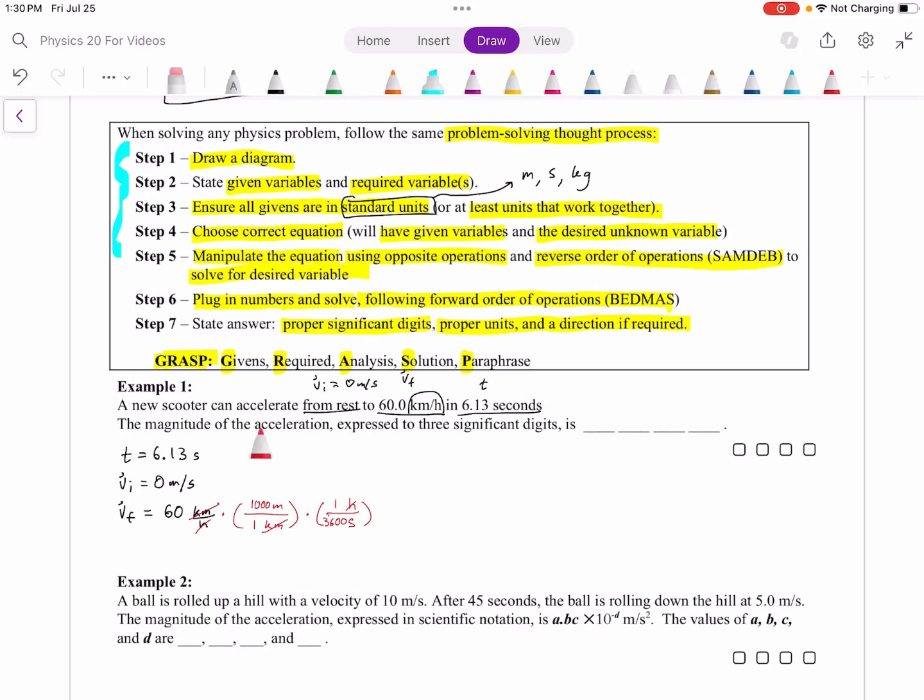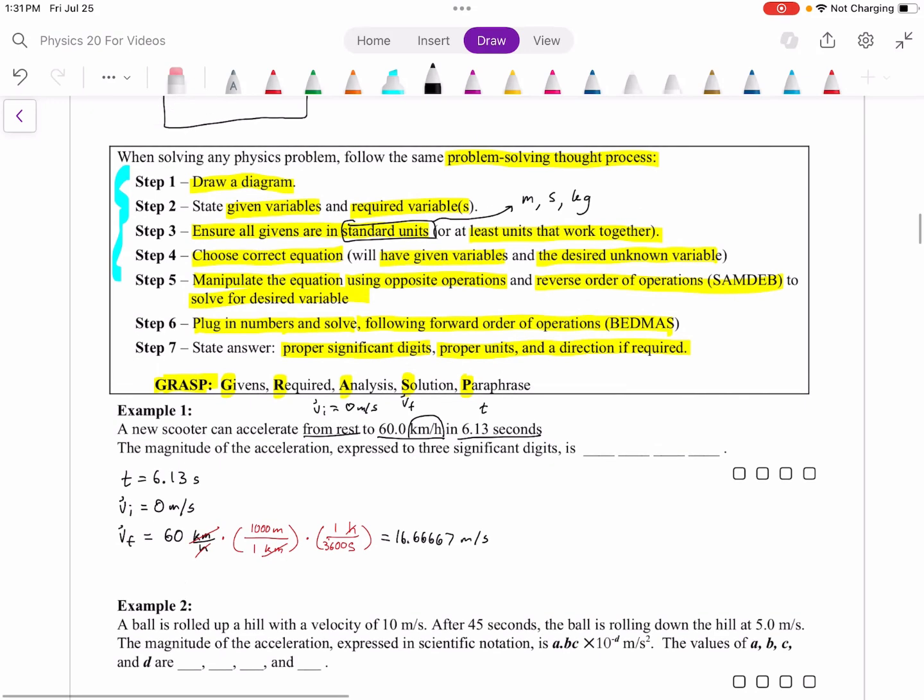So I'm going to do 60 times 1,000 over 1, and then times 1 over 3,600. In other words, 60 times 1,000 divided by 3,600. And that gives me that this scooter's final velocity in meters per second is 16.666, repeating. I'm just going to do 4 or 5 digits after the decimal, meters per second. Remember, do not over round, okay? We want to carry extra digits with us. It's only our final answer that we're going to round to sig digs. If we keep rounding over and over for every calculation we do, by the time we get to our final answer, we can actually change it so that it's off by a bit.